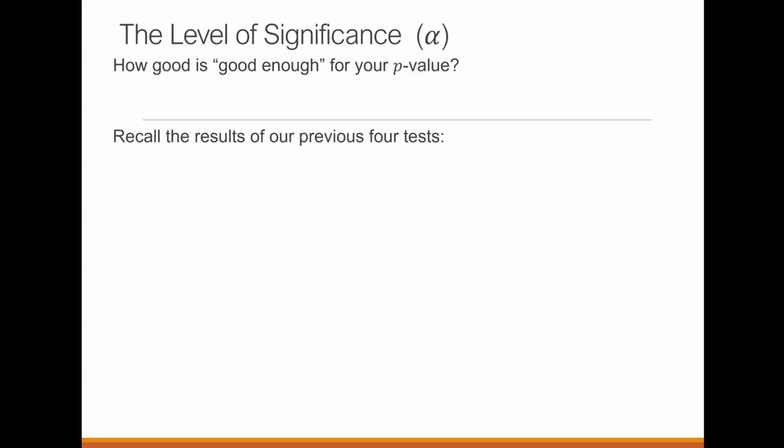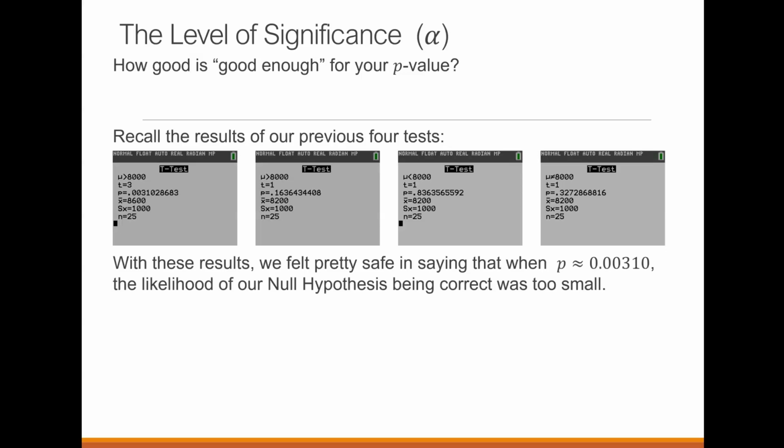So the question now that we're left with is, okay, we have these probabilities, but how good is good enough of a p-value for you to accept or reject a hypothesis, right? So let's look at the four different situations that we had. The first probability, when the sample mean was 8,600, the p-value was less than 1%. Probably feels pretty good on that one, right? Rejecting the null hypothesis there probably seems safe.